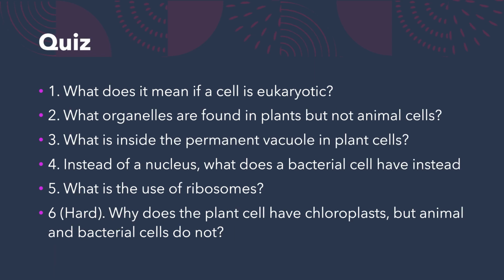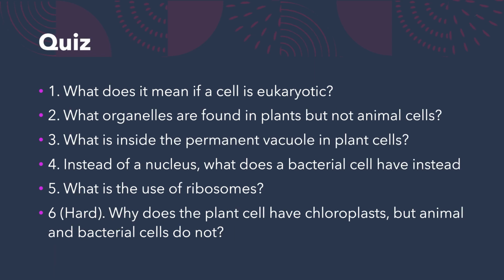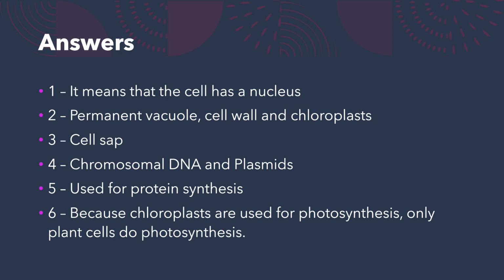Okay. Then, what is inside the permanent vacuole in plant cells? So that green blob in those plant cells, what's inside of that? So it's cell sap. So that's that nutrient-rich paste. Okay. Then the fourth question. Instead of a nucleus, what do bacterial cells have instead? So they have two types. There are two things instead. So there's chromosomal DNA, which is that loop of DNA, and plasmid rings.